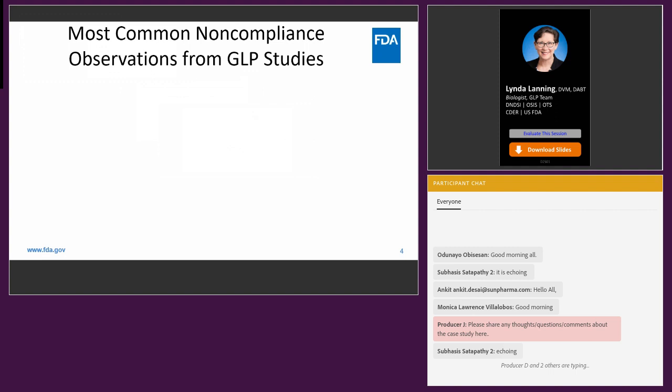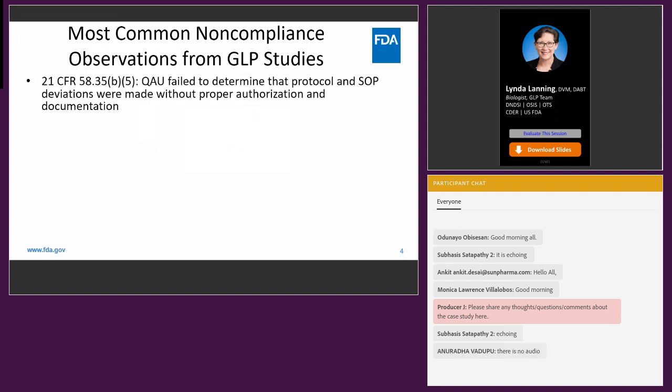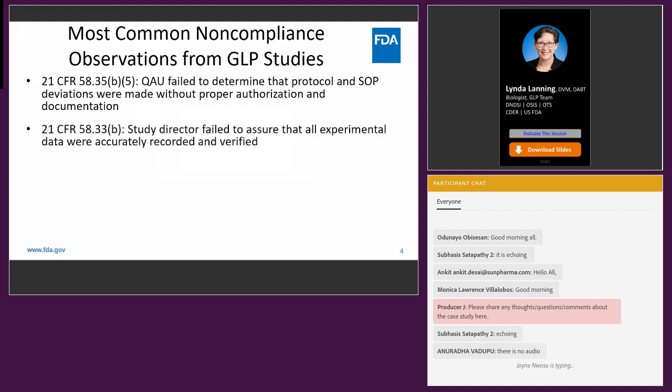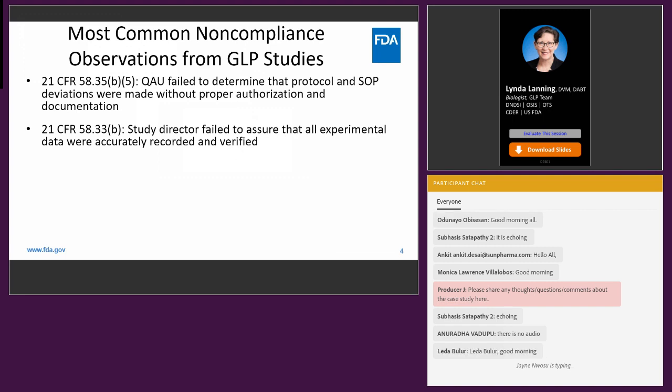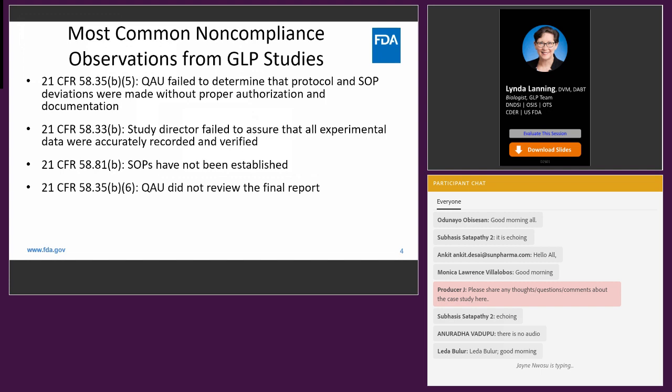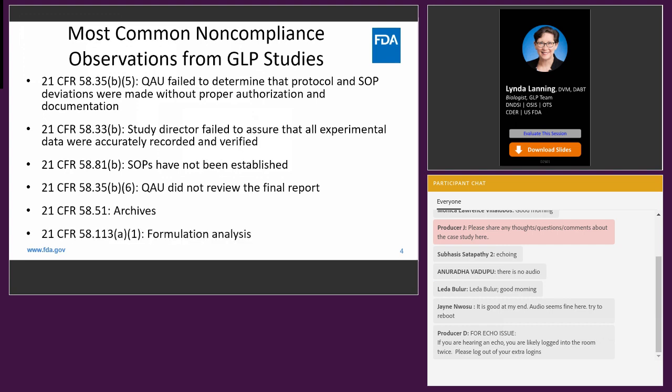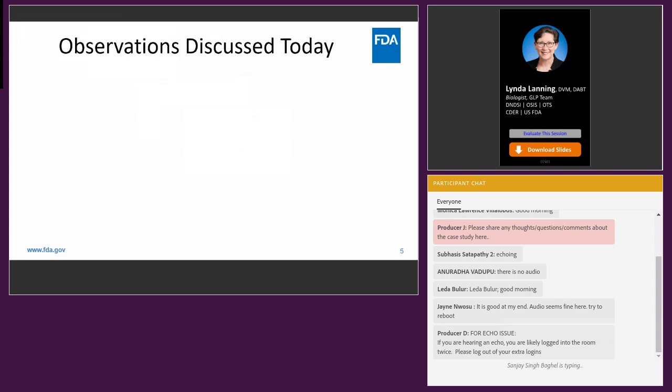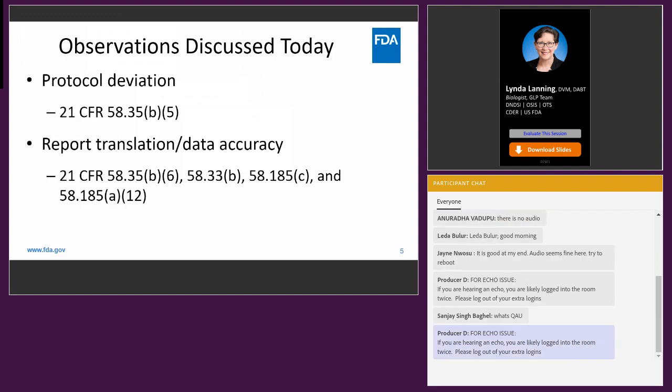The most common noncompliance observations from GLP studies are: QAU failed to determine that protocol and SOP deviations were made without proper authorization and documentation. Study director failed to assure that all experimental data were accurately recorded and verified. SOPs have not been established. QAU did not review the final report. And issues around the archives and formulation analysis. Today, we'll be discussing cases with issues around the handling of a protocol deviation and report translation and data accuracy.